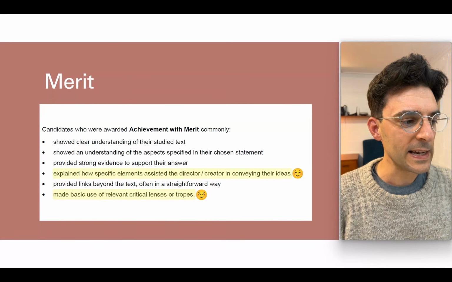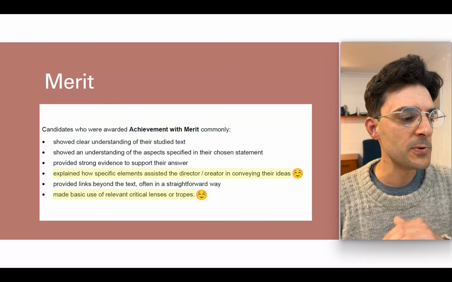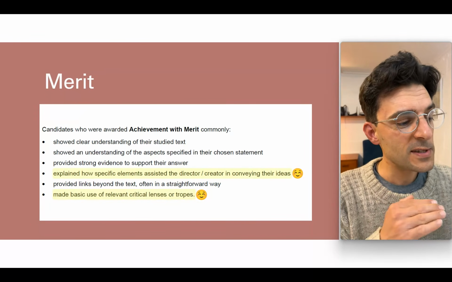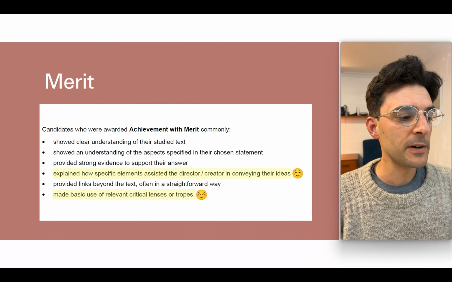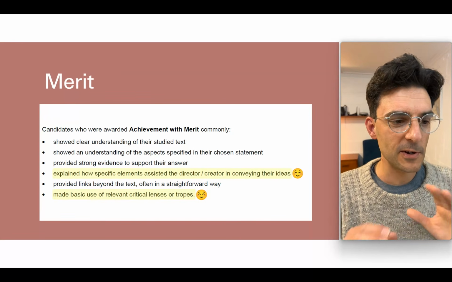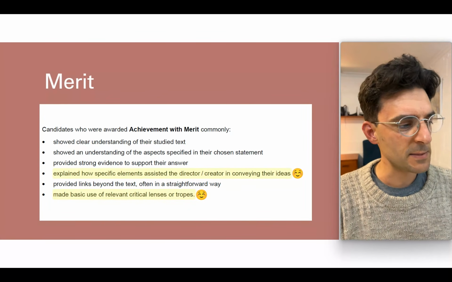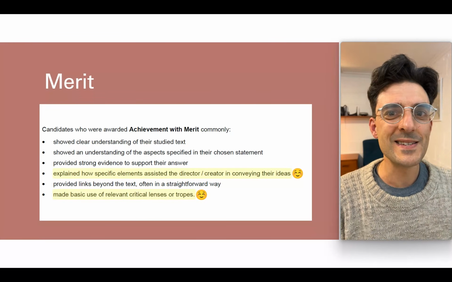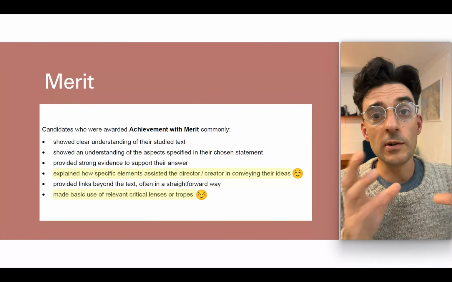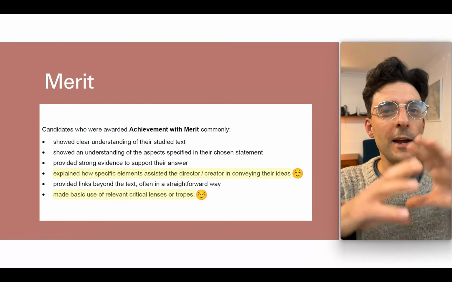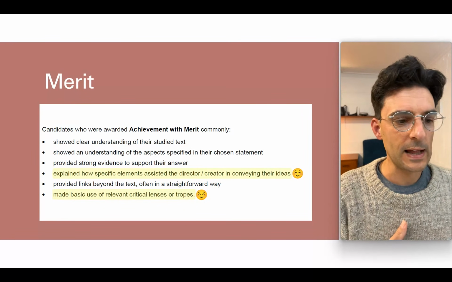And last but not least, students made basic use of relevant critical lenses or tropes. Okay, I think again they've saved the most complicated one for last, so let me just explain that. Critical lenses are essentially ways of looking at a text, ways that we might frame a text when we're trying to analyze it.